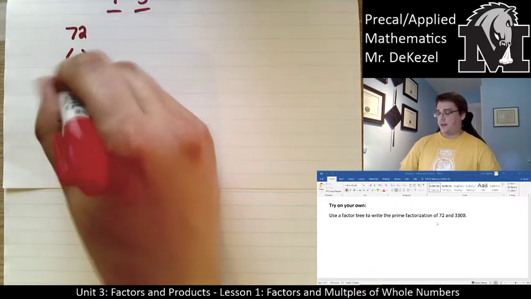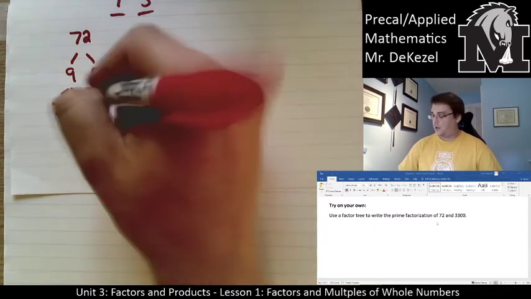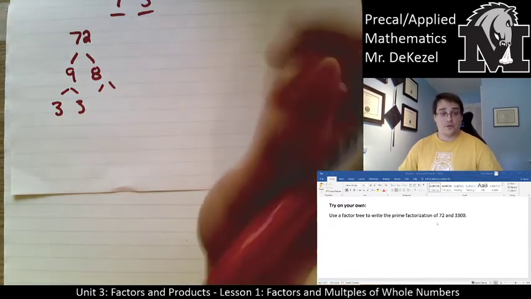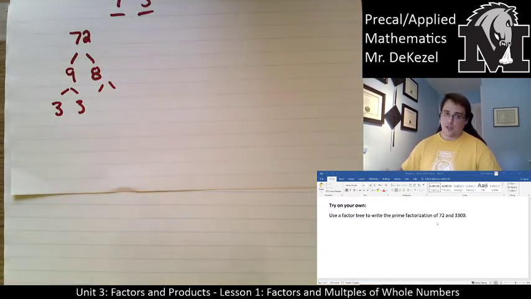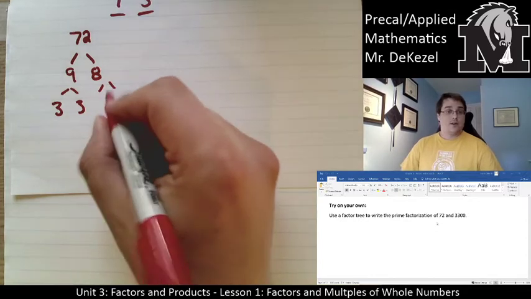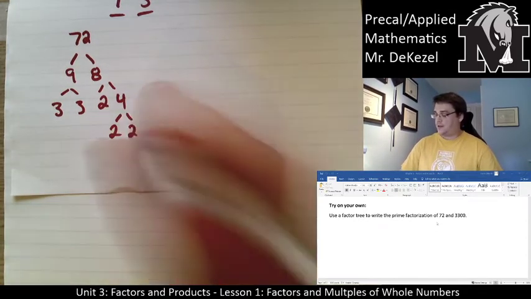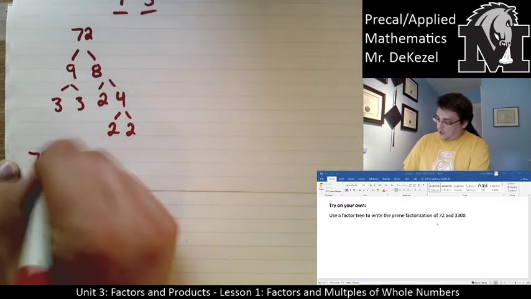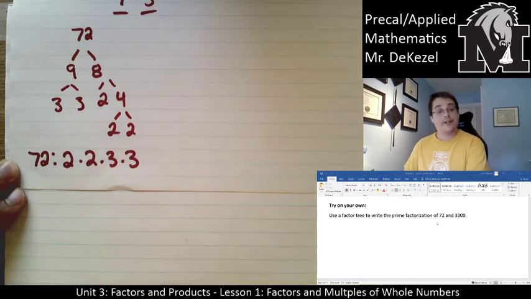And I know that 9 is 3 times 3 to get 9. That's all you can do. 8 can be broken down into 1 and 8, which we don't do. We never go into 1 in the same number, because then your tree will just go down forever. So two numbers that go into it are 2 and 4, and then 4 works down into 2 and 2 again. So then 72 can be written as 2 times 2 times 2 times 3 times 3.